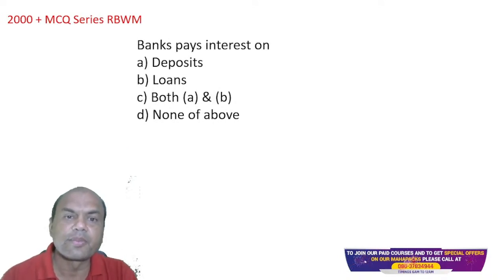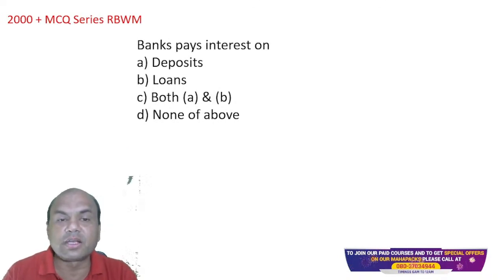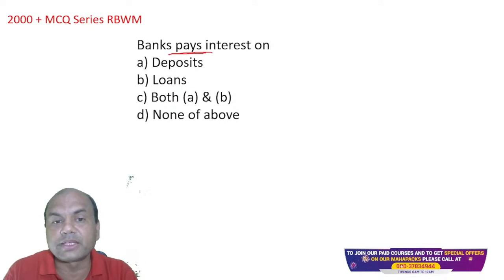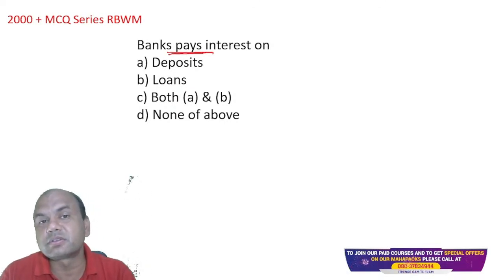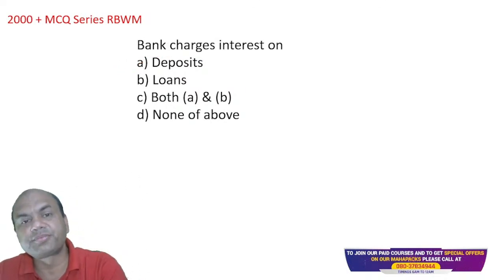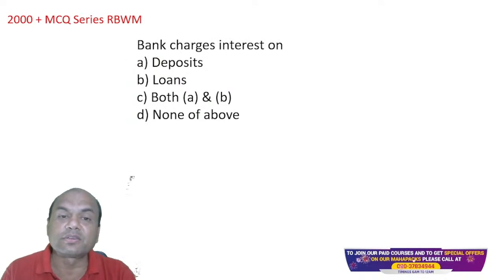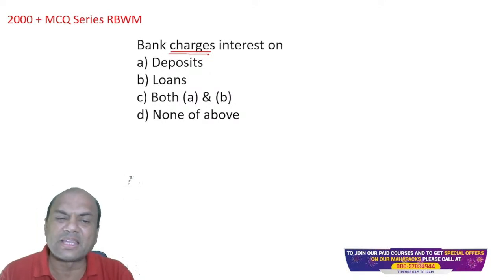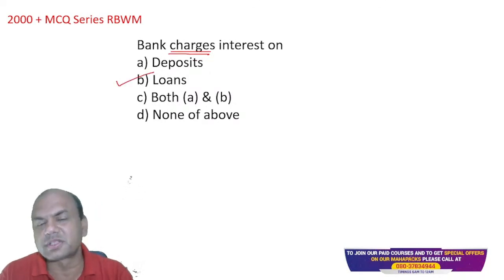Bank pays interest on deposits, loans, both A and B. So bank pays interest, remember, on deposits, simple, isn't it? Next one, bank charges interest on deposits, loans, both A and B, none of the above. So loans, right? Just now I told you.